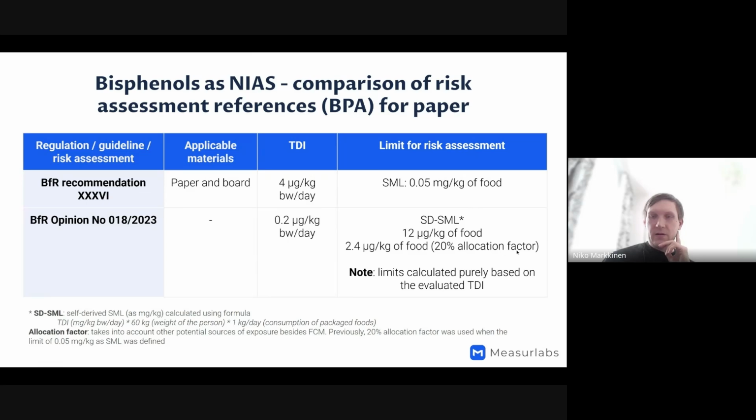And the allocation factor here means that previously in 2015, when the new TDI was converted into a specific migration limit, they didn't use 100% of the TDI, but gave FCM a 20% allocation because there are other possible exposure routes for bisphenols apart from FCM. And if such an approach would be used, or the calculation would be done similarly today based on the BFR opinion, then the migration limit would be this, but the future will show how they will implement their own opinion into BFR 36.